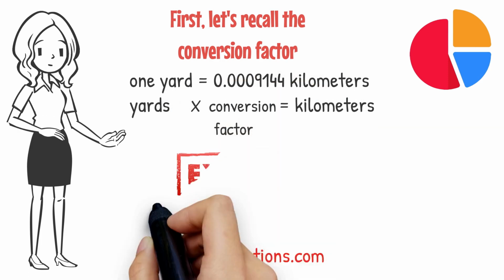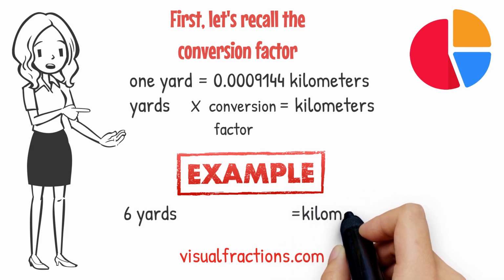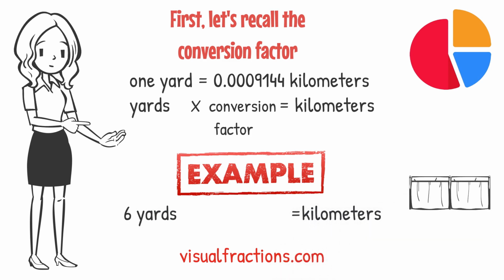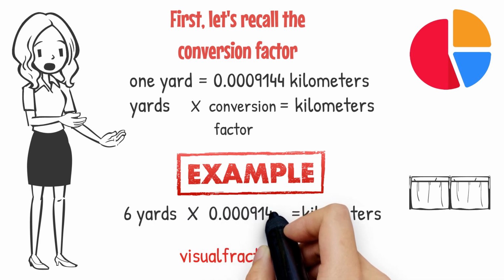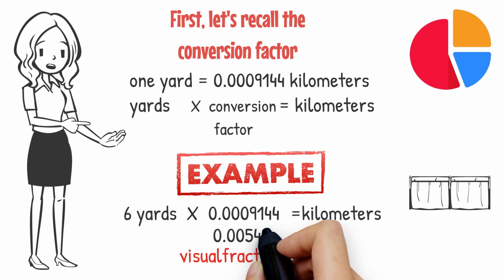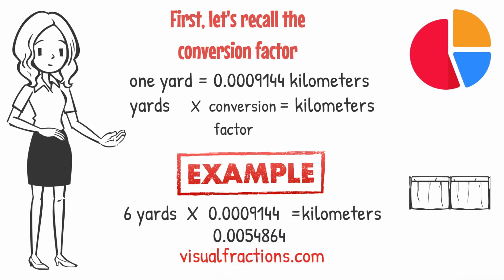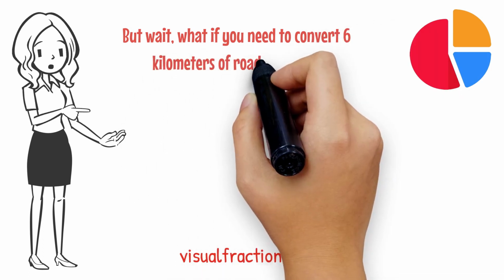Let's walk through an example. Suppose you have 6 yards of fabric that you need to convert to kilometers. We start by multiplying 6 by 0.0009144. This gives us approximately 0.0054864 kilometers.